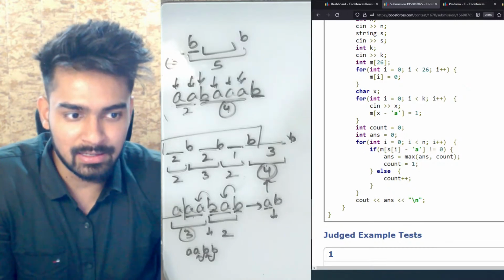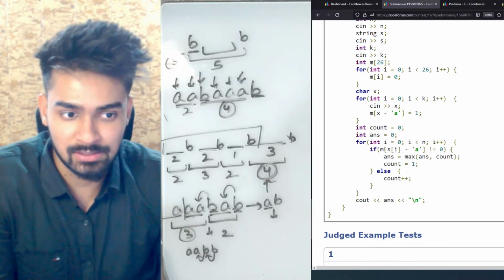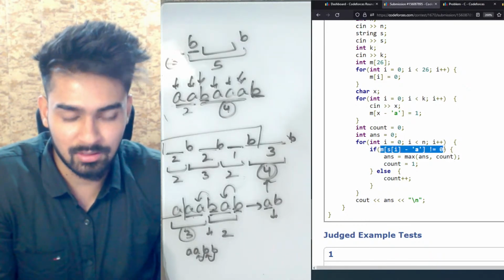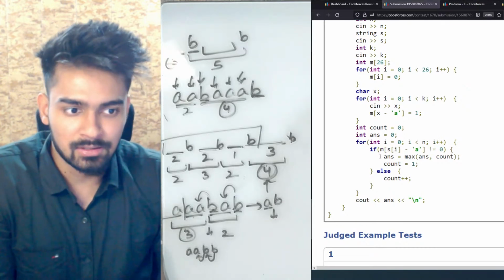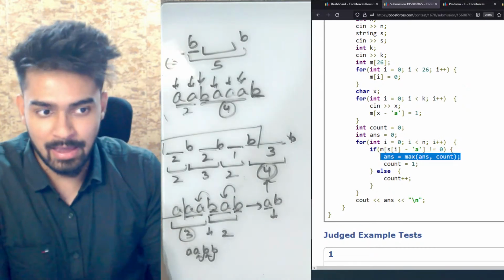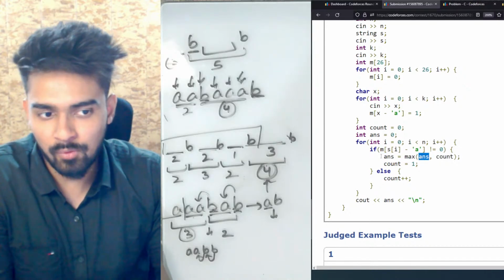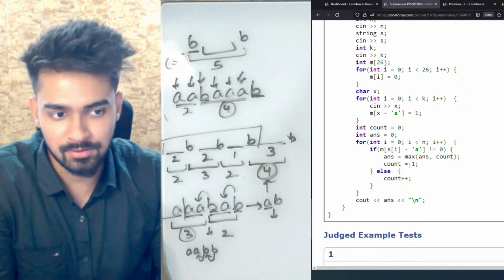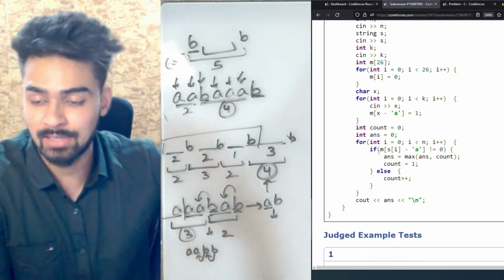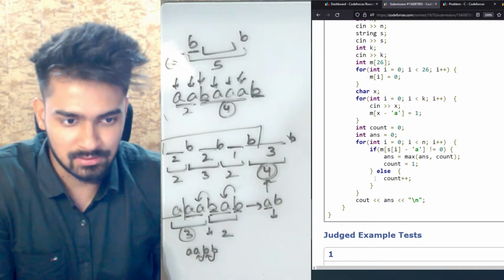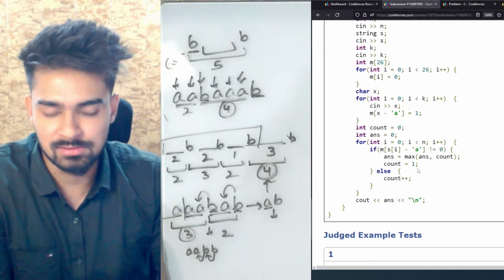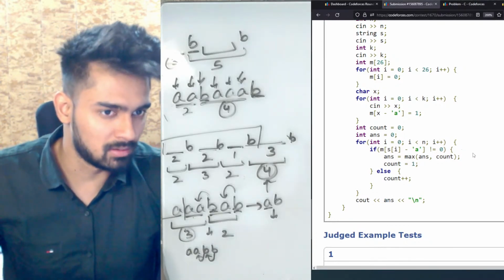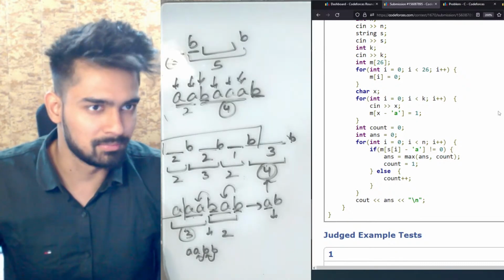So whenever the current character, s[i] minus a, is a special character, then I compare the count of values I have till now with the maximum answer I've got. Whichever is the maximum becomes my answer, and count starts from 1. The reason for count starting from 1 is because I need to count this special character also for my next character. And yeah, that's it. In the end, you just have to print the answer. That's it. Again, I'm pretty sure everybody got this problem now, and I think we can move on to problem C.